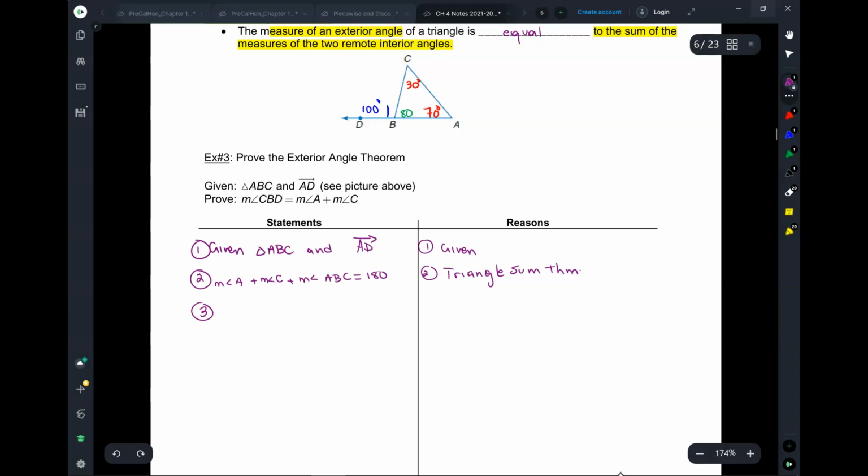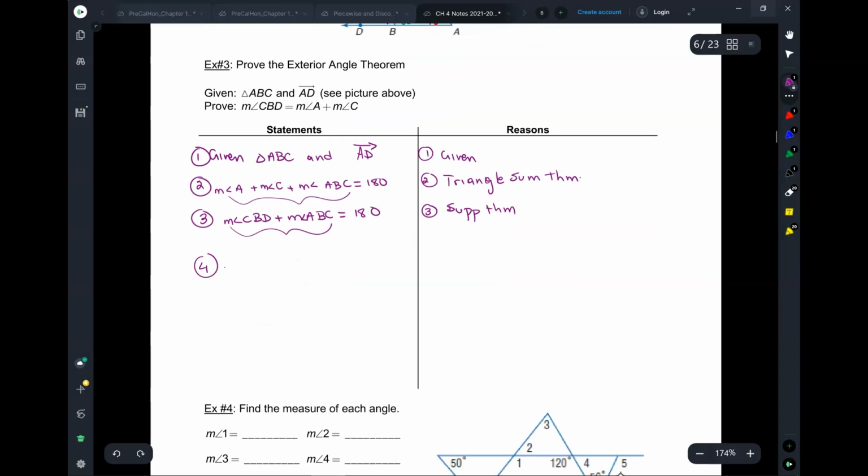Number 3, measure of angle CBD. Okay, so take a look. Measure of angle CBD plus measure of angle ABC equal to what? 180, right? Do you also see how this and this equal 180? What is that? That's the supplement theorem. Okay, so if this equals 180 and this equals 180, that means they are equal to each other.